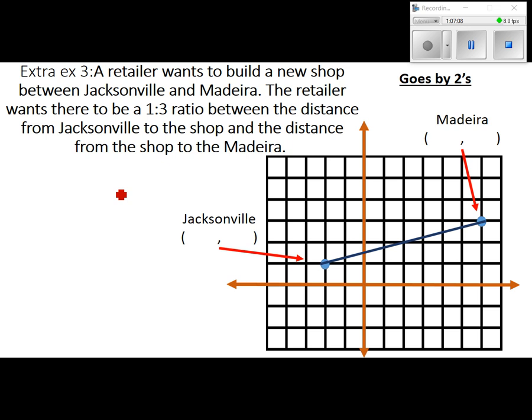For the last 3 minutes, you can just do whatever, but I'm going to go ahead and finish out my video and do this. A retailer wants to build a new shop between Jacksonville and Madeira. The retailer wants there to be a 1 to 3 ratio between the distance from Jacksonville to the shop and the distance from the shop to Madeira. So they're trying to find someplace on this stretch of road to build a new shop, and they want it to be 1 to 3 as a ratio.